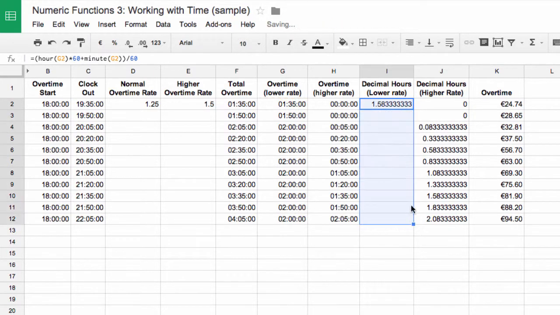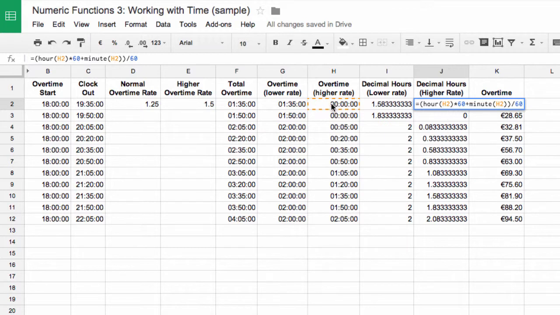Down. So the first two people have under 2 hours of overtime, and the others have exactly 2 hours overtime at the lower rate. The second calculation is much the same, except we're looking at column H now for the overtime rate. So it's the hours from H2 multiplied by 60 to convert into minutes, add the minutes from H2, divide by 60 to convert that to decimal hours. So 0 for the first two because they don't have any hours worked after 8 o'clock, and these are the decimal hours worked after 8 o'clock.